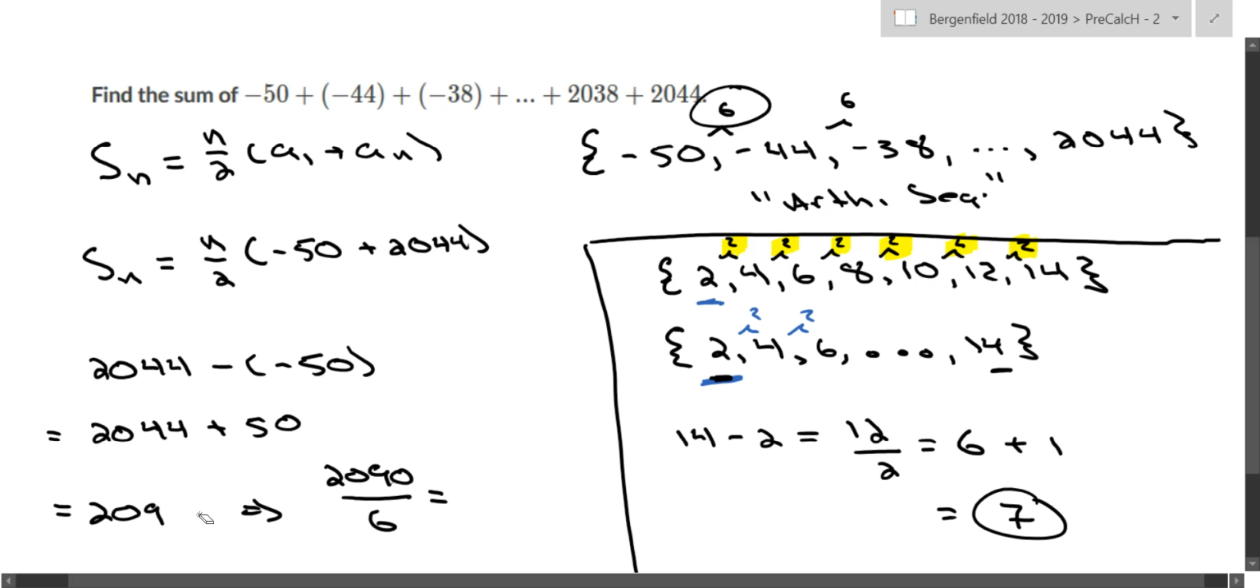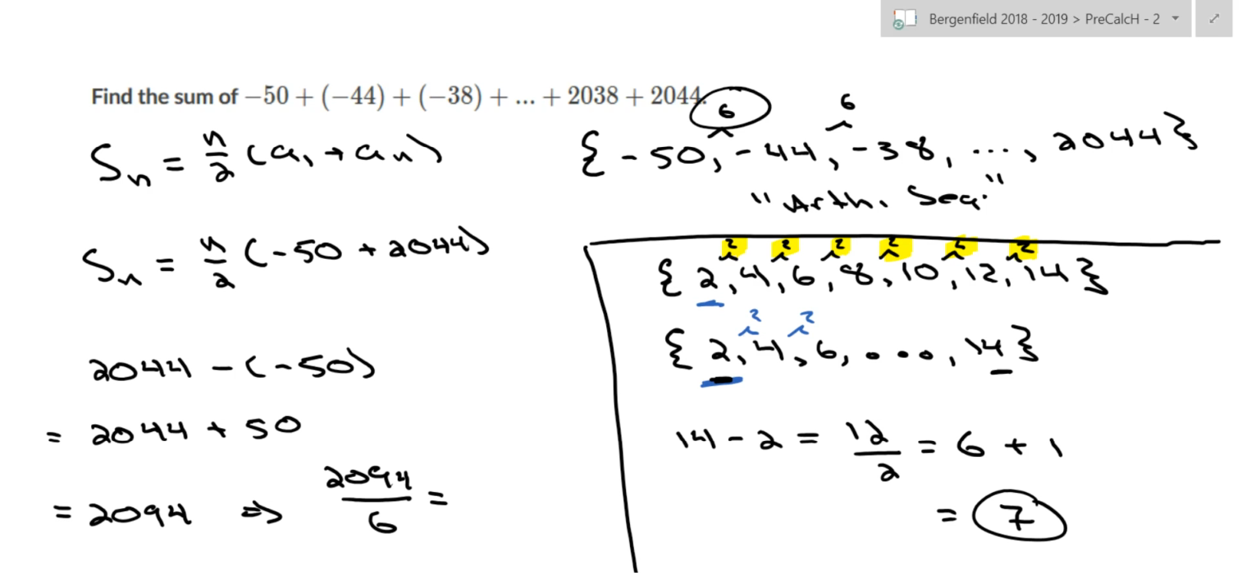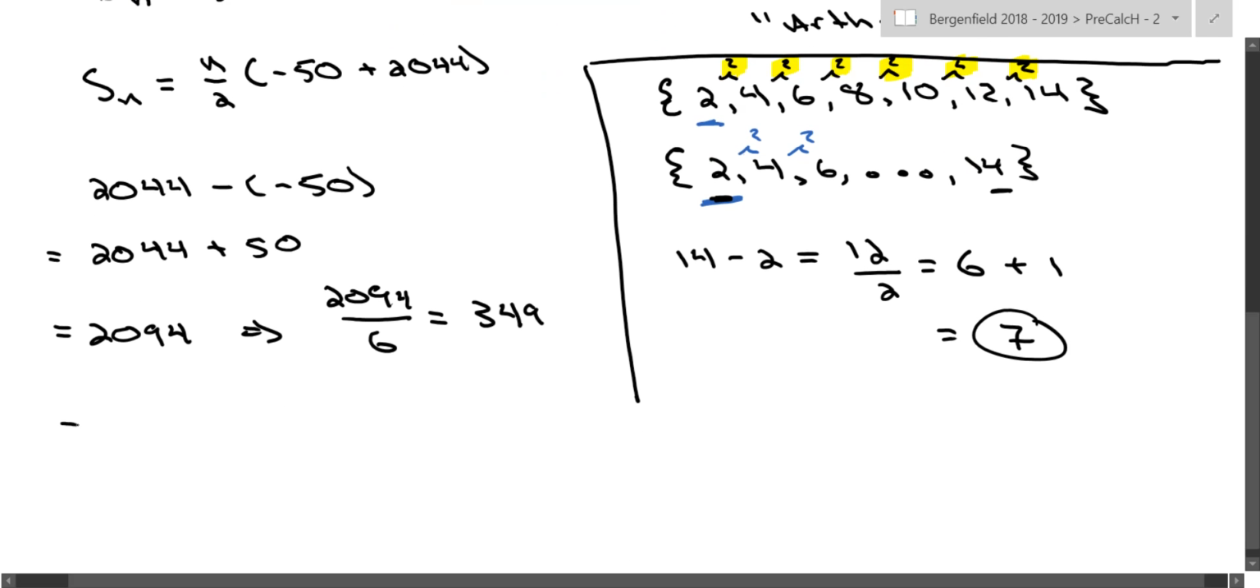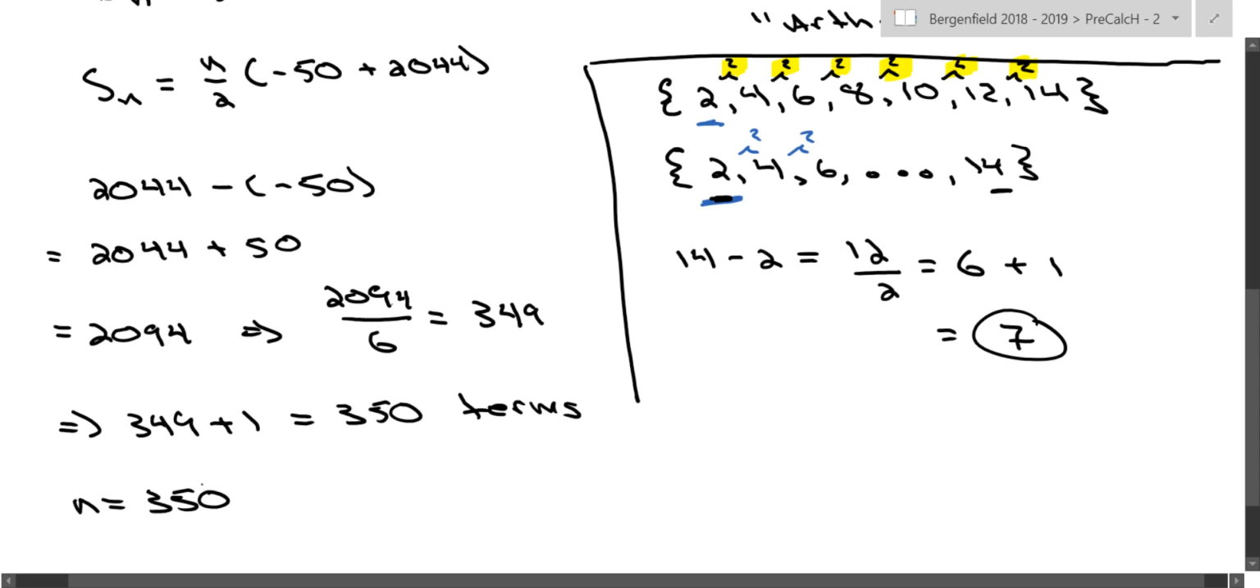I forgot a 4, didn't I, folks? Sorry for the pause. I should learn to add, I guess. I'm not making a new video. All right, so 2094 divided by 6, and we get 349. So we counted the number of spaces. That means we have to take our 349 and add 1 to get 350 terms. So n is equal to 350.